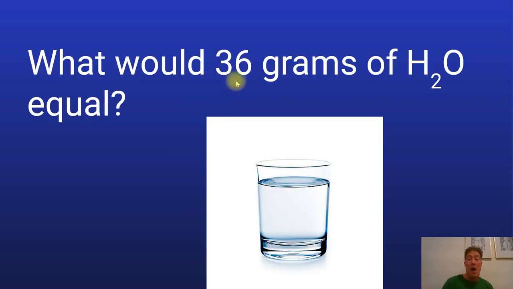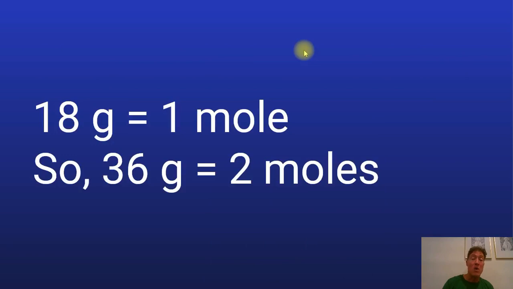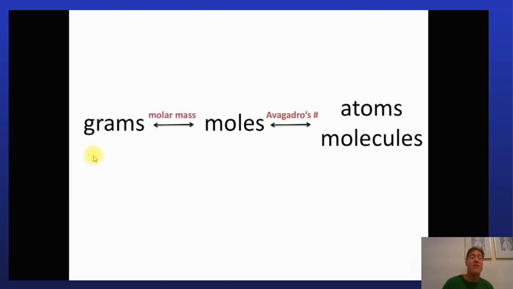So if I had 36 grams of water, how many molecules would I have in 36 grams? Well, I know that if I have 18 grams, I have a mole. So 36 is twice as many, so I must have 2 moles, right? So I can convert from grams, if I know the mass of a mole, to moles. So 18 grams of water gives me a mole of water. And then I can convert from a mole using Avogadro's number. If I have 1 mole of water, I multiply it by Avogadro's number, 6.02 times 10 to the 23rd, and that gives me the number of water molecules.